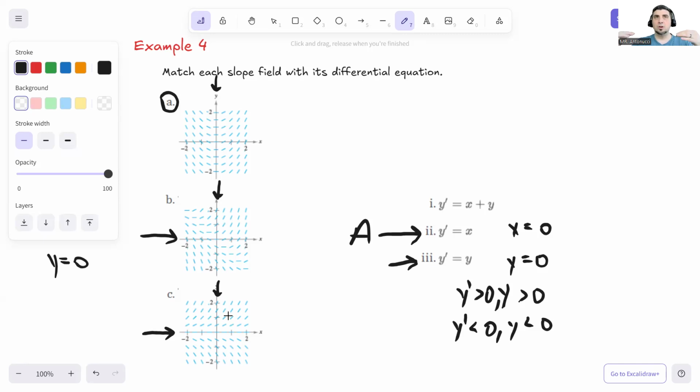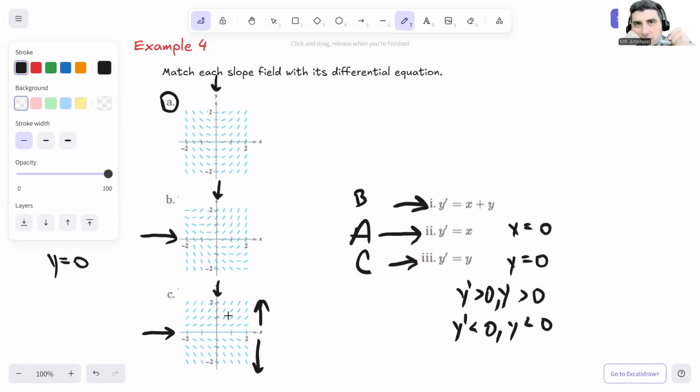And in fact, the slope should get increasingly steeper as you move up. And that's kind of what happens here. Similarly, as you move down below the x-axis, the y values get increasingly negative. The slopes should all be negative, and they should get steeper in the negative direction. So this is graph C. Now, by process of elimination, this equation is going to be for graph B.